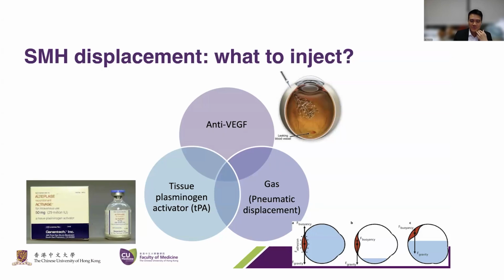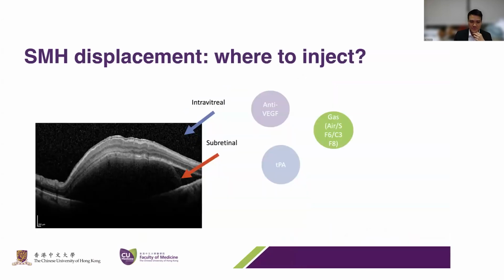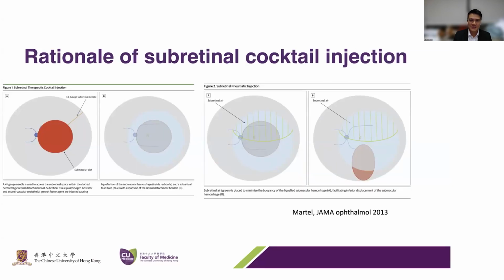We can also consider injecting intravitreal TPA, tissue plasminogen activator, to increase the clot liquefaction rate. And of course, after all, we need to treat the underlying cause of choroidal neovascularization by injecting anti-VEGF agents. Generally, we do the injections of these three agents in the intravitreal cavity. But recently, with a 41 gauge subretinal needle, all three components can be injected in the subretinal space as well.